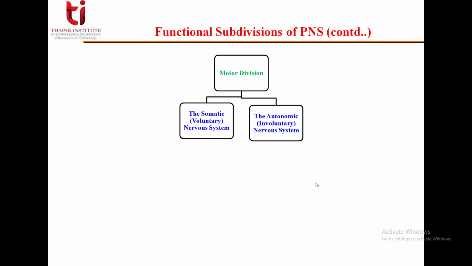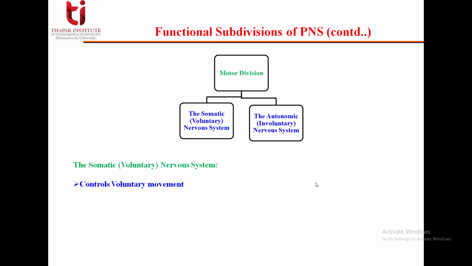Now, depending upon the information which the motor division is carrying from the central nervous system, whether that is under voluntary control by us, meaning we are consciously controlling those signals, or it is out of our control, like blinking of the eye, beating of the heart. Those are involuntary kinds of responses which are not under our control. So motor division can be classified as the somatic or voluntary nervous system and autonomic or involuntary nervous system.